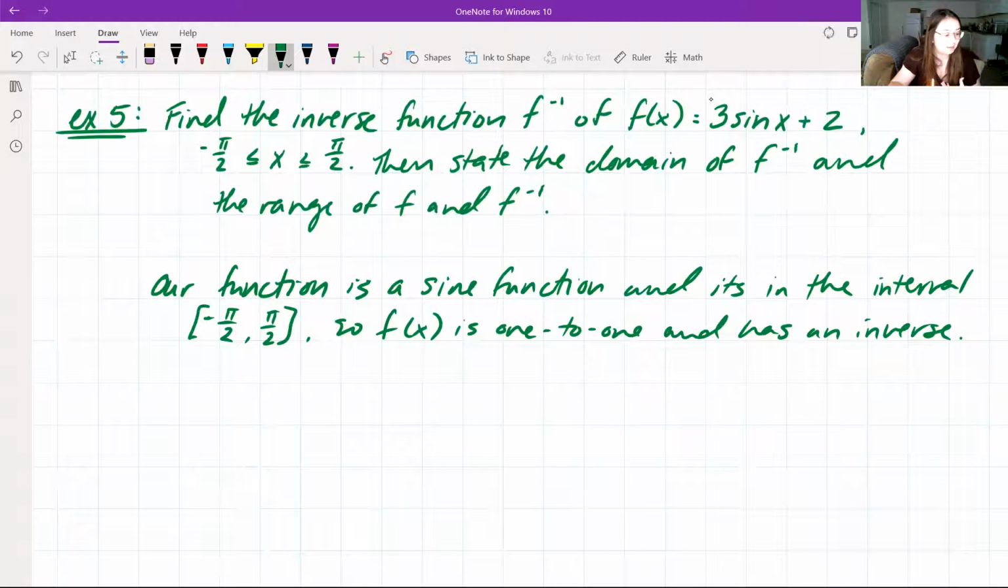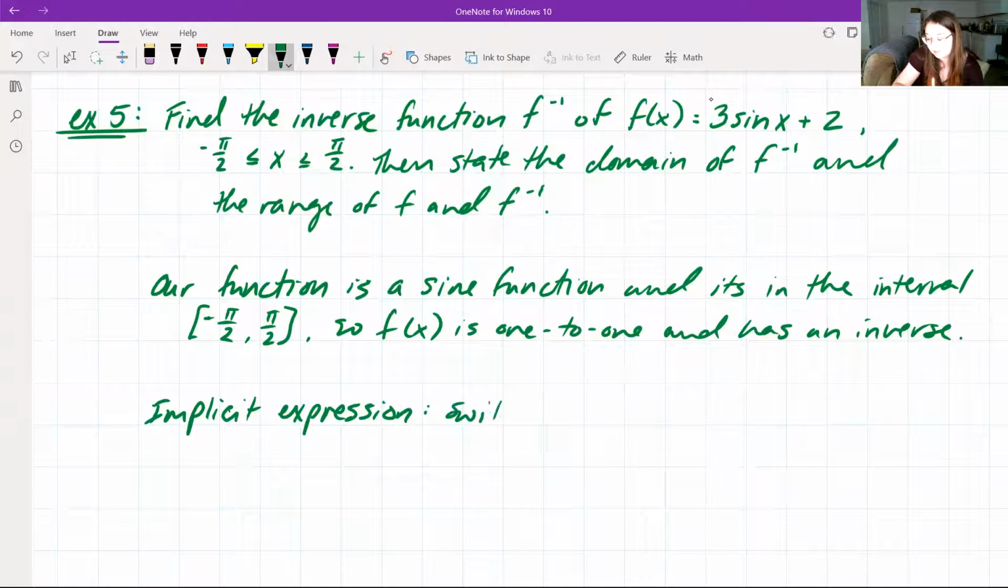So we talked about how the implicit expression of the inverse is if we just switch x and y and solve for y. So in our implicit expression, we're just going to switch x and y and solve for y.